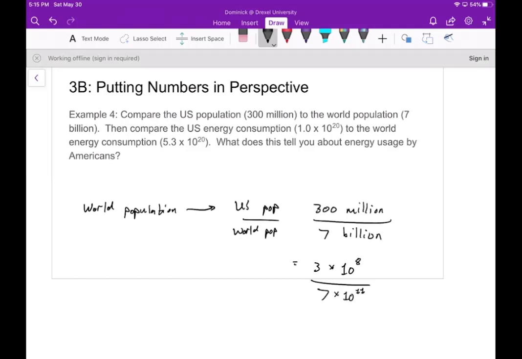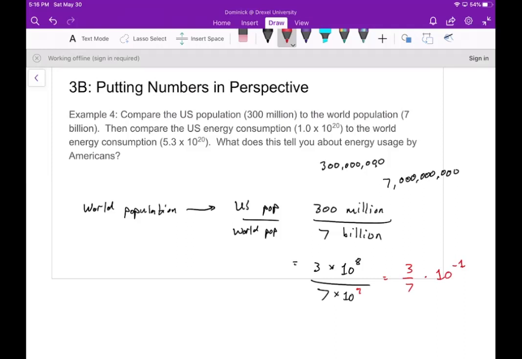Let me just double check that. So if I do a 300 million, I think I'm messing that up. So 300 million would look like this. So I need to go 1, 2, 3, 4, 5, 6, 7, 8. So that part's right. And then 7 billion, I actually think I'm going to need 3, 6, 9, just 9 here. Yeah, I was sort of getting messed up because I had 3 and not 300. Right, so this will give me a 3 over 7 times 10 to the negative 1.